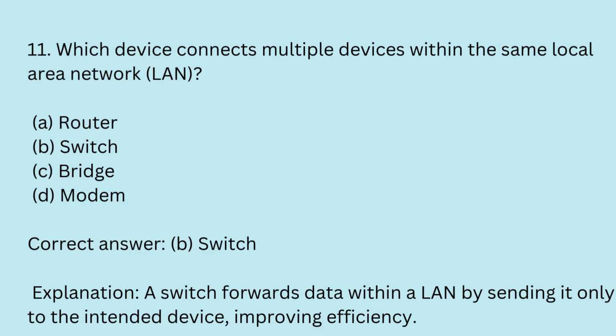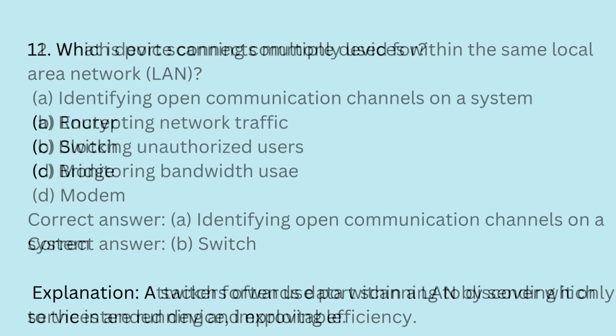11. Which device connects multiple devices within the same local area network, LAN? A. Router. B. Switch. C. Bridge. D. Modem. Correct answer: B. Switch. Explanation: A switch forwards data within a LAN by sending it only to the intended device, improving efficiency.